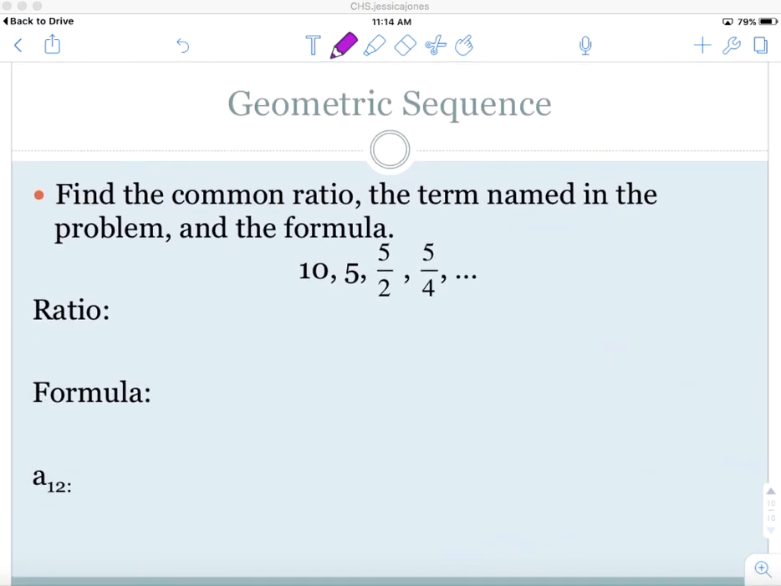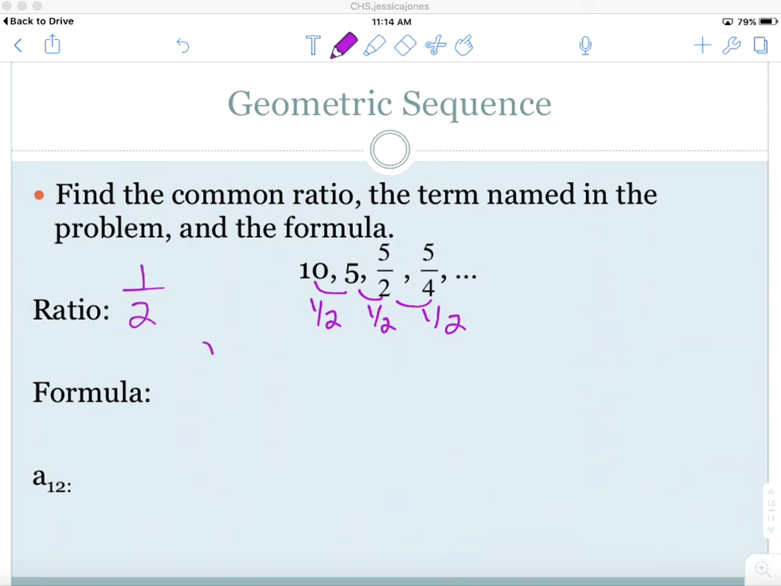At this point, I would pause the video and try this last one on your own, and then check it with me by pressing play again. This one looks challenging because of the fractions, but really you're just dividing everything by 2. This is the same thing as multiplying by 1/2. So our ratio here is 1/2.